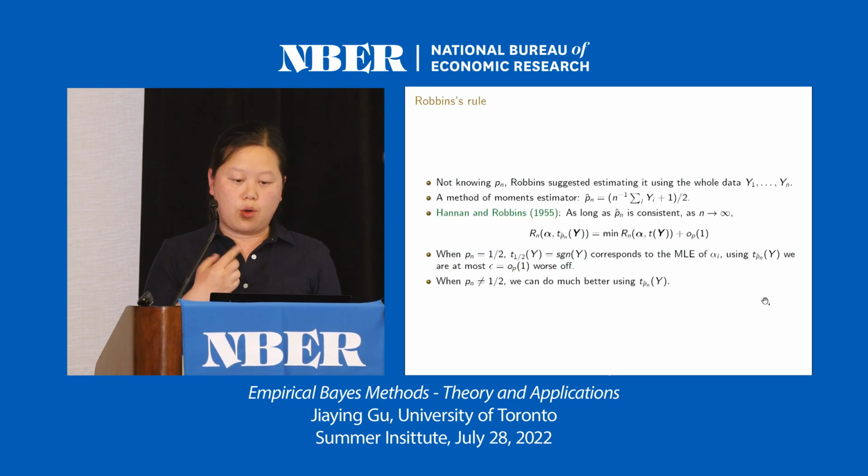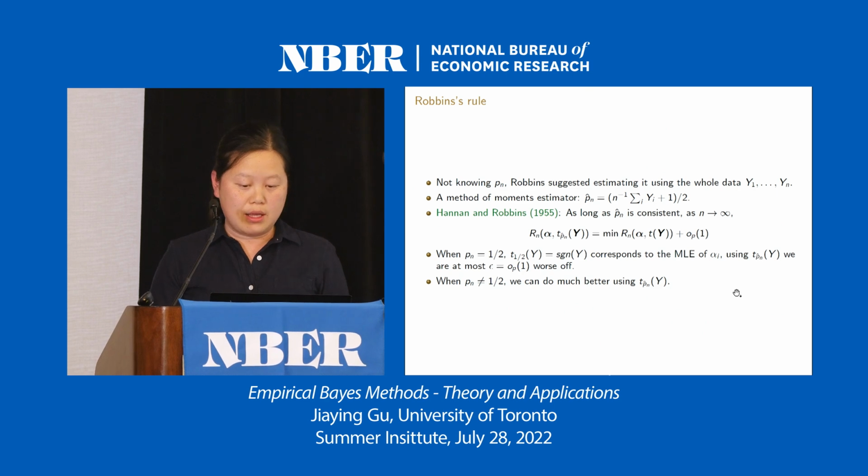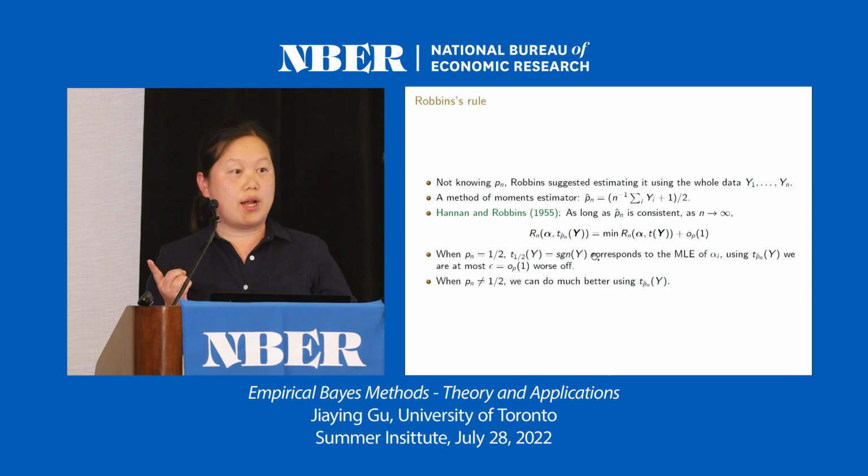Not knowing Pn, Robbins went ahead and suggested: why don't we estimate it from the data? A natural method of moments estimator would just count how many ones we have in our data. And Hannan and Robbins 1955 further proved that as long as we have a consistent estimator for Pn, as n goes to infinity, the regret would vanish. This is the minimal risk benchmark, while the left-hand side is the risk of using the estimated non-parametric estimator. We see that when the truth of Pn is a half, the optimal Bayes estimator corresponds to the MLE. The maximum likelihood estimator would just tell you to estimate 1 if the sign of y is positive, and -1 if y is negative.